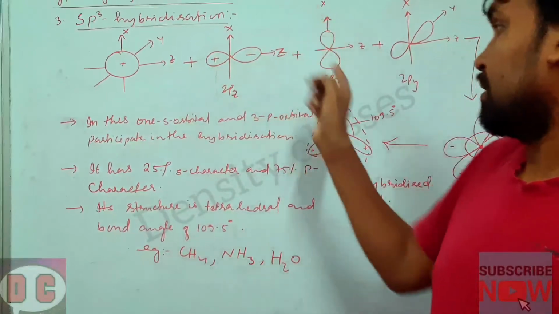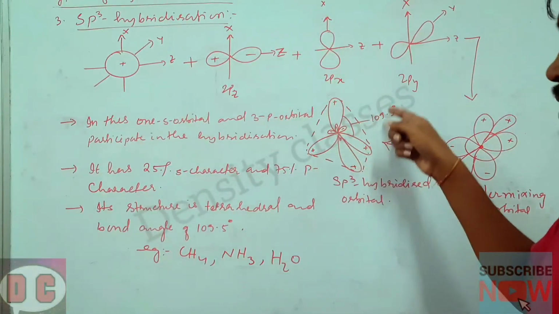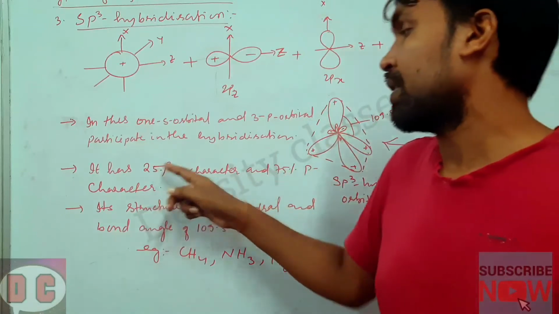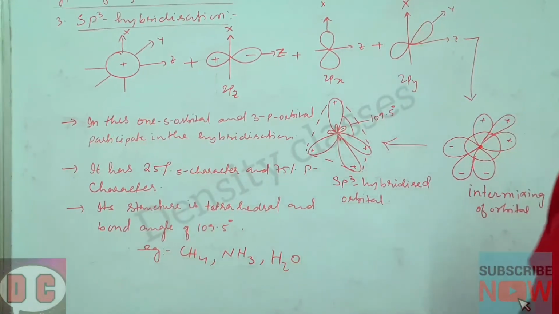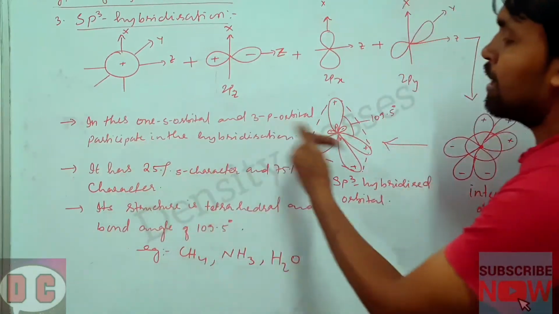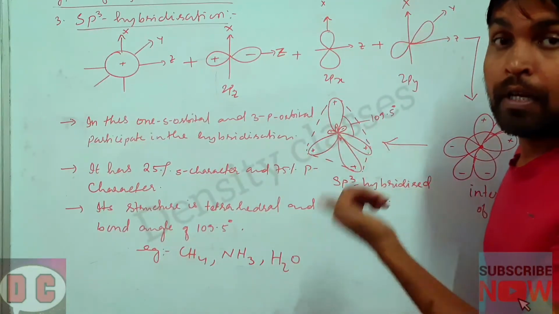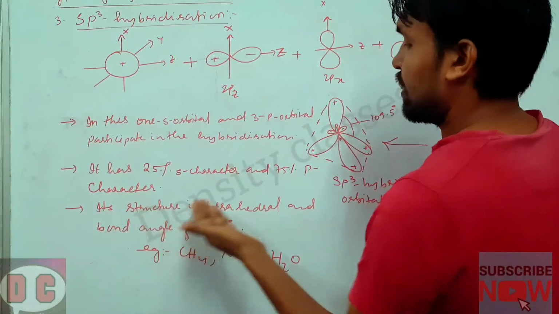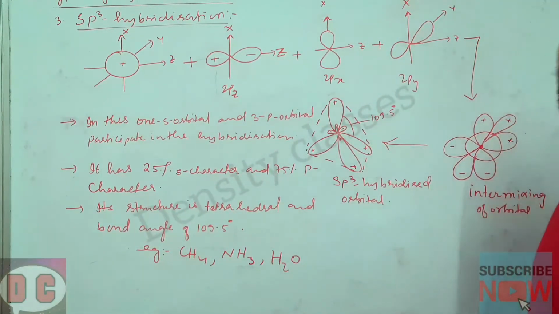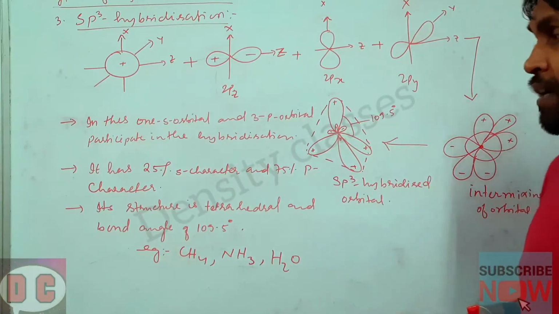Here the characteristic of the hybridized orbitals: it will have only 25% s character, and 75% p character. Its structure is tetrahedral and the bond angle is 109.5 degrees. Okay or not? So this is about your sp3 hybridization.